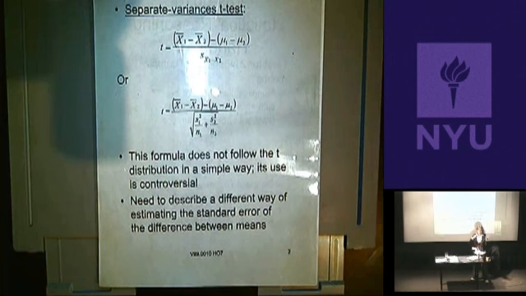And I'll try to remind you as we're going along which thing applies to which. Okay? So this is a separate variances t-test. Now the problem with a separate variances t-test is that it doesn't follow a t-distribution the way we think it's going to. And using it is a little controversial, which is why we're not going to spend a lot of time concentrating on it. But I want you to understand it's there, and I want you to understand, because there's going to be a particular issue as to why we would use it.